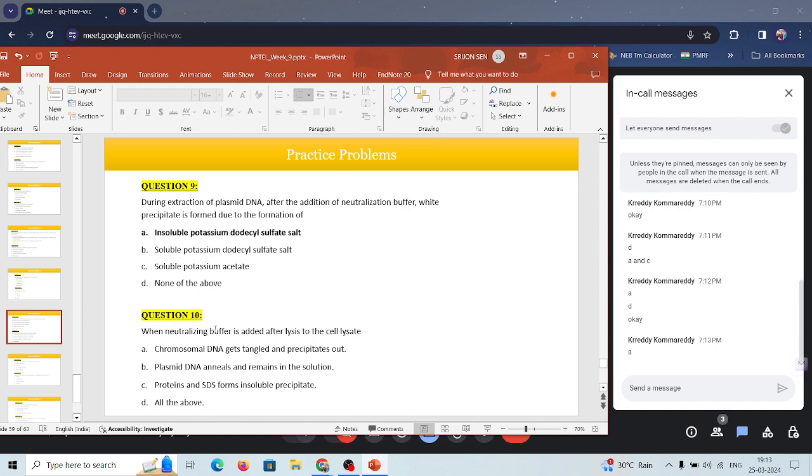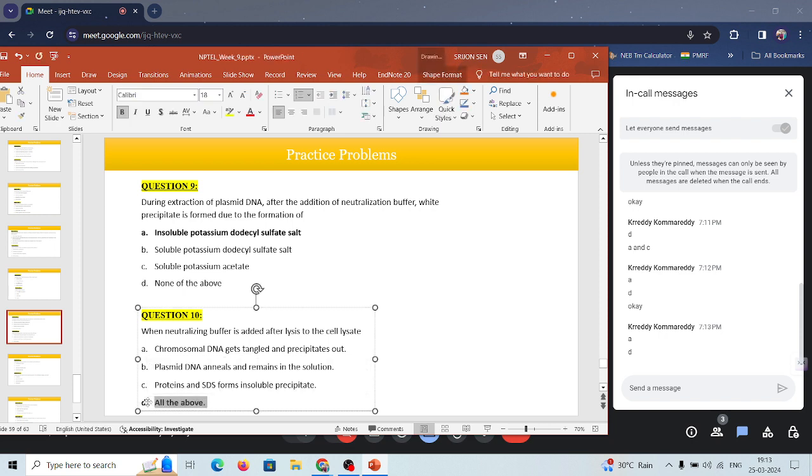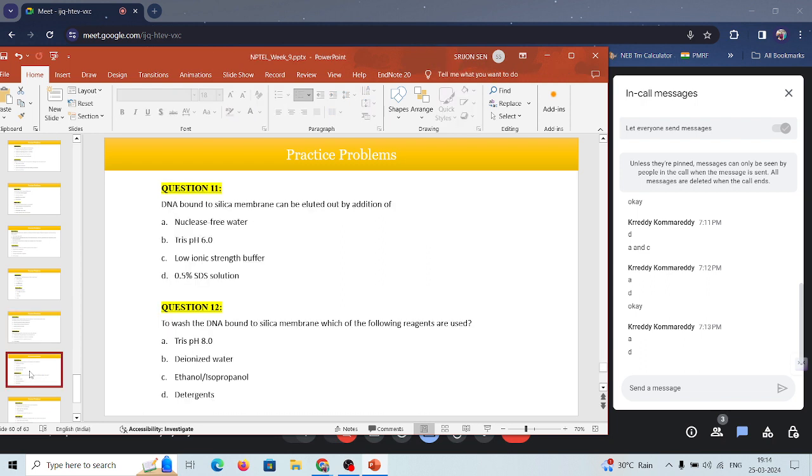So what happens when neutralizing buffer is added after lysis to the cell lysate? Chromosomal DNA gets tangled and precipitates out. Plasmid DNA anneals and remains in the solution. Proteins and SDS forms insoluble precipitate. What happens? Okay, you're telling D. So yes, chromosomal DNA gets tangled and precipitates out. That is a great answer. It anneals and remains in the solution. Fantastic. And proteins and SDS forms insoluble precipitate. That is also correct. So all of the above options are correct.